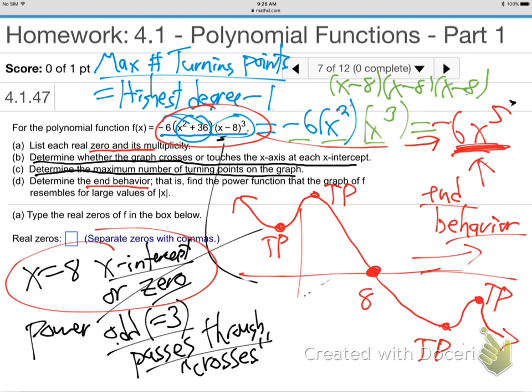Let me write that somewhere down here. So max turning point is 5 minus 1 is 4, because 5 is the power. So that's what it's saying. Max number of turning points is the highest degree minus 1. So I took the highest power term minus 1, 4. So at most, now that's max, at most it has 4 turning points. It might only have 3, 2, 1, or none. But at most, it can't have more than 4. 4 is the most. Fifth power thing has at most 4 turning points. We good on that? Can I move on from that?